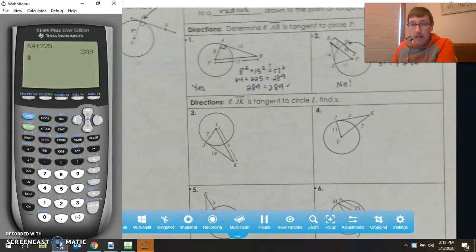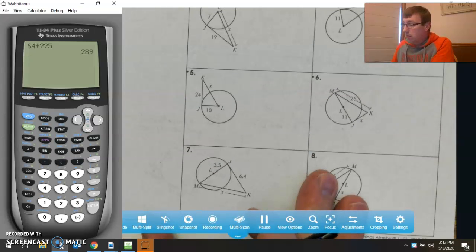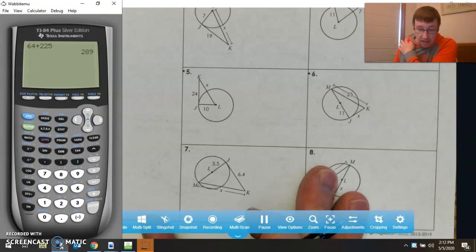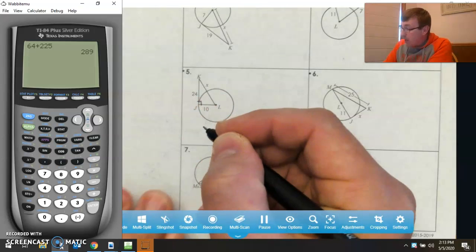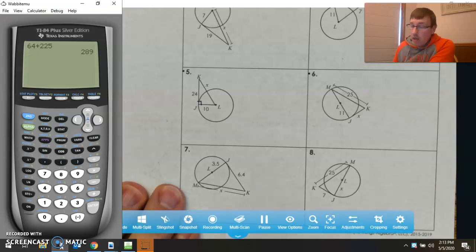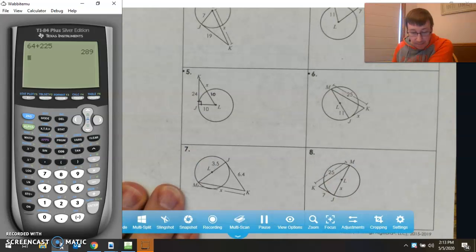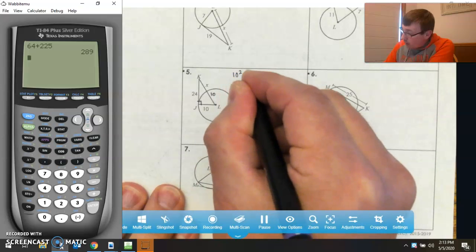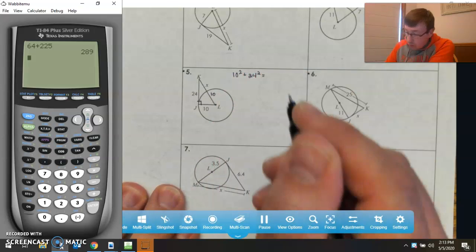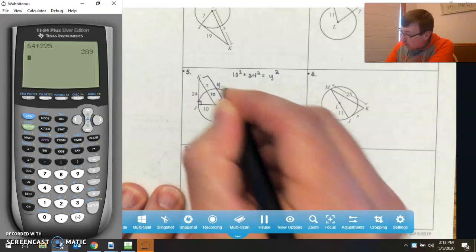Okay, let's take a look down at number 5. We're going to move this down just a little bit. Let's look at number 5. Okay, we need to find the value of x. It says if JK is tangent to circle L, find the value of x. So since I know JK is tangent to circle L, I know that is going to be perpendicular right there. Again, this outside length is x, this length is 10. Okay, so what that means then, 10 squared plus 24 squared will equal, I'm going to call it y squared, just to make it easier.